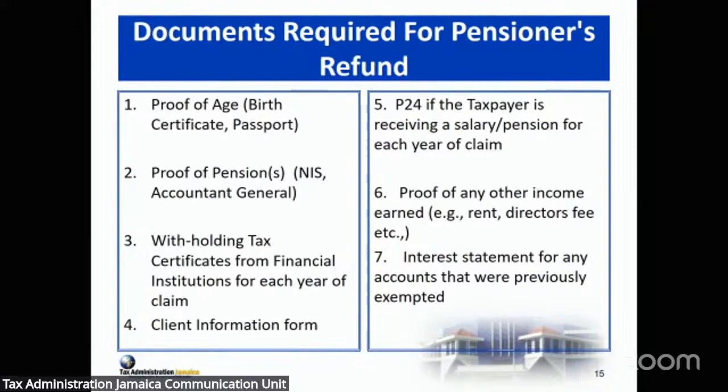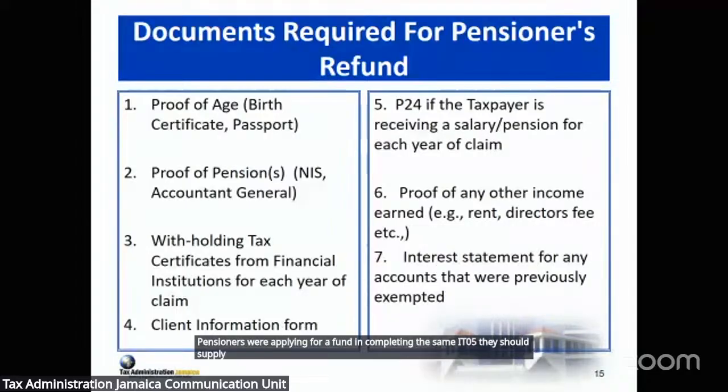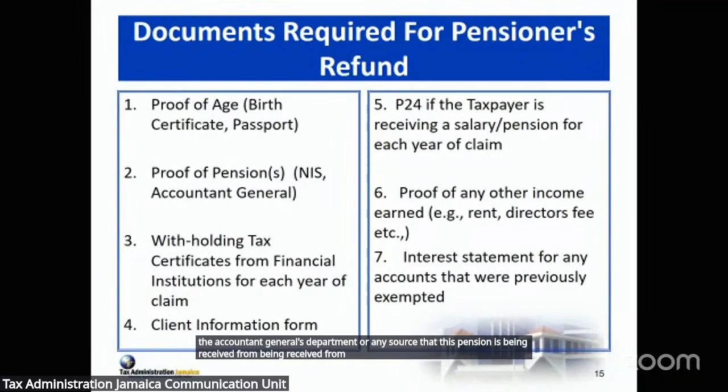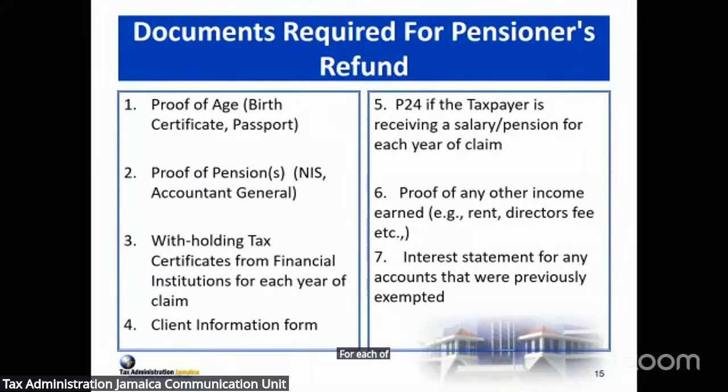Pensioners who are applying for a refund, in completing the same IT-05, should supply the proof of age, which should be done through a birth certificate or their passport, and proof of pension if they're receiving a pension from the NIS office or from the Accountant General's Department or any source that this pension is being received from. We would like them to supply, if necessary, any withholding tax certificates from their financial institution for each of the years that they are making a claim for. The client information form is going to be required also.